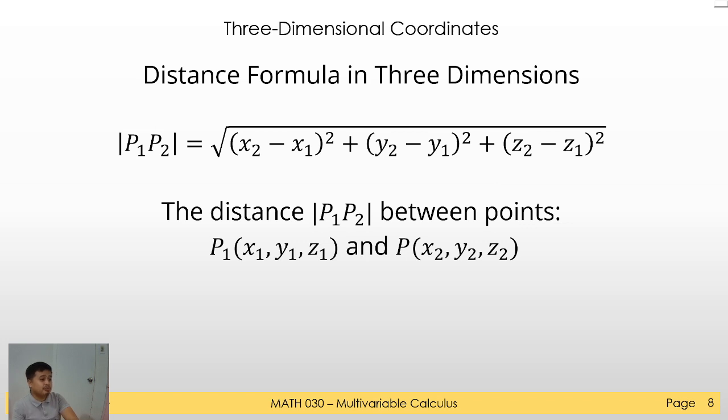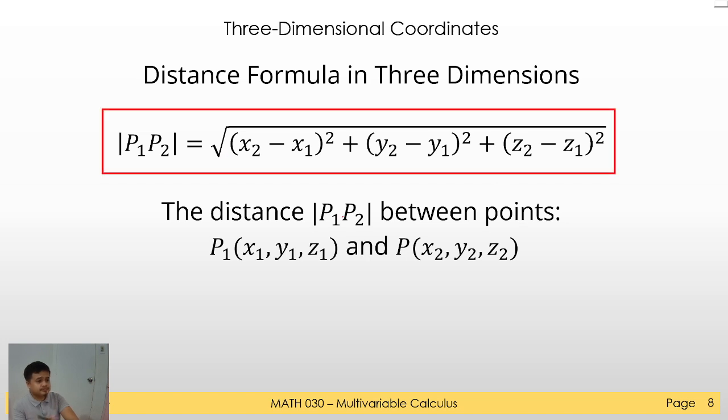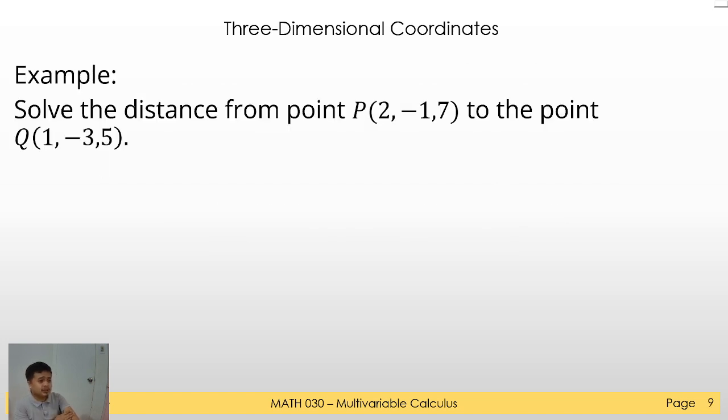The distance between 2 points is represented by these 2 vertical bars, which usually means absolute value, or sometimes the magnitude or the length, or the norm, and in some contexts it also means the distance. Given 2 points, we could find the distance. So how do we solve the distance from 2 points? Let's say we have this given point P and given point Q.